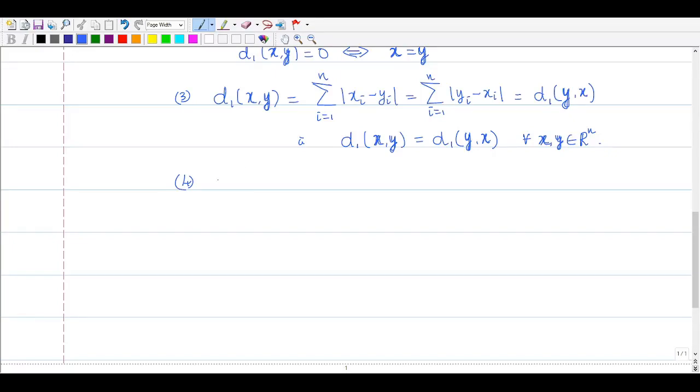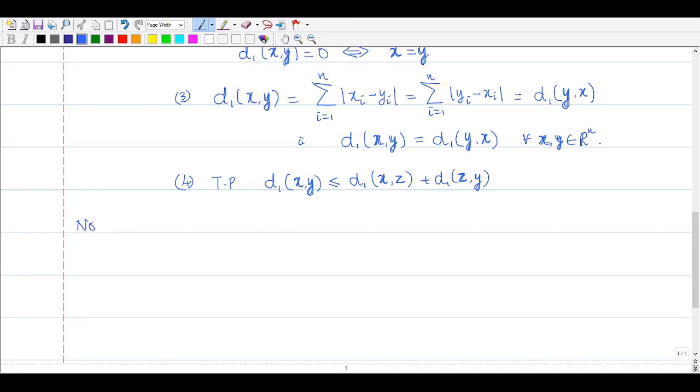Okay, so to prove, what am I going to prove? d1 of x vector comma y vector is going to be less than or equal to d1 of x vector comma z vector plus d1 of z vector comma y vector. Okay, so this is what we want to show. So to show this, first I'll write a note.